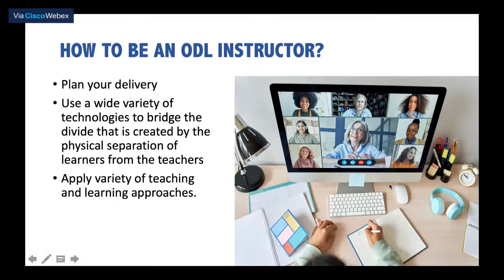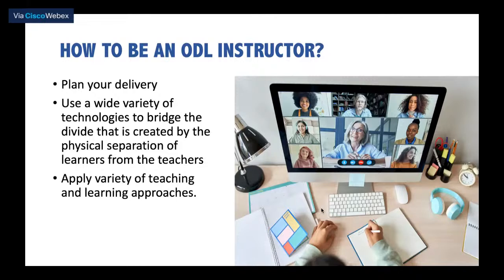All right. However, we can be an effective or efficient ODL instructor if we plan our delivery. We need to plan our delivery. That's why I'm doing this in the middle of August, because you can prepare. You have another 1.5 months to plan how you are going to deliver your class next semester. Let's say we start early October. All right, early October, we have 14 weeks.